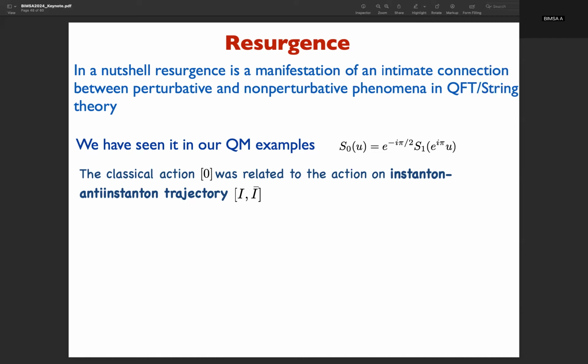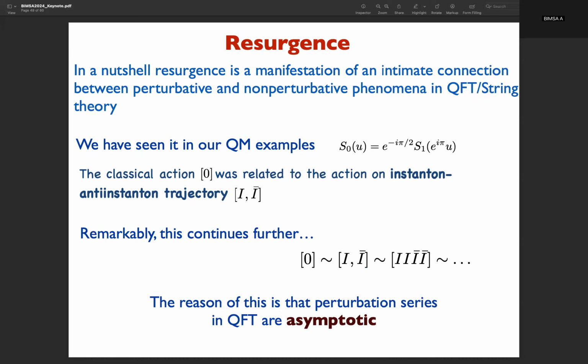As we discussed before, the action with no instantons is related to the action with an instanton anti-instanton trajectory. That's how you get the correction to the vacuum energy, and then you can have 2 instantons, 2 anti-instantons, and so on. There'll be an entire tower, and all of them are connected to each other via this resurgence. Part of the reason why this happens is because the perturbation series in quantum field theory is generally asymptotic. It's very badly behaved if you take it at face value.